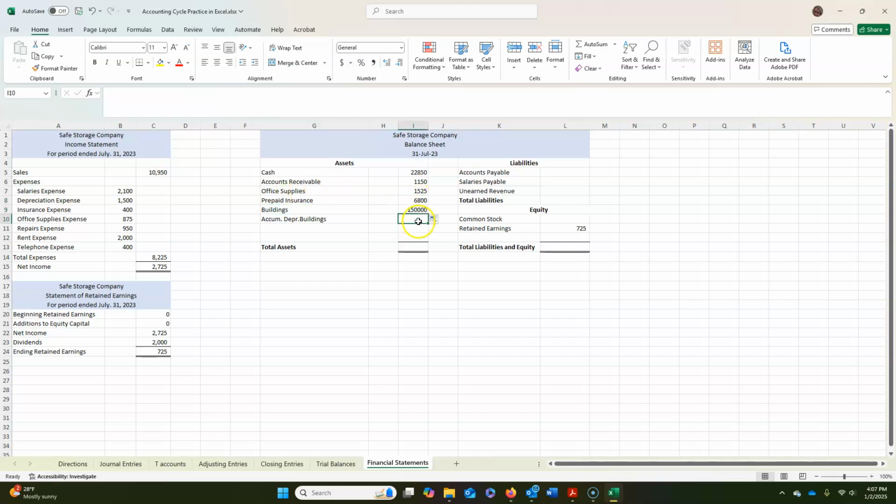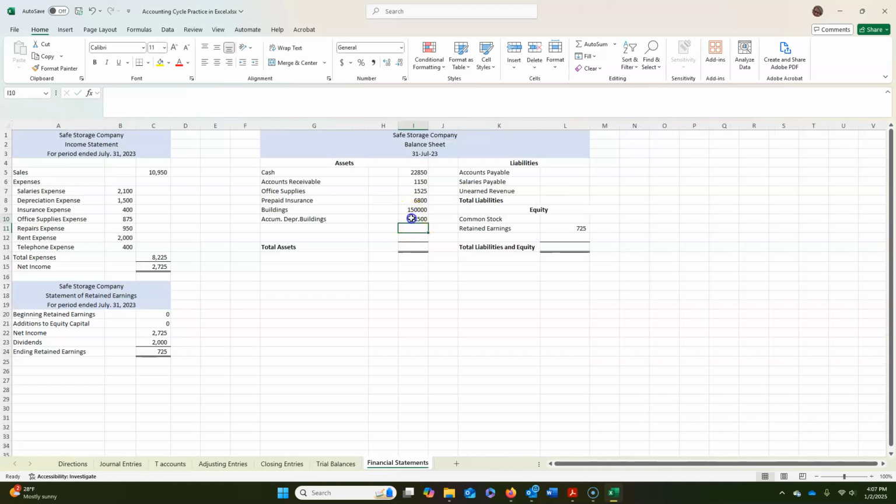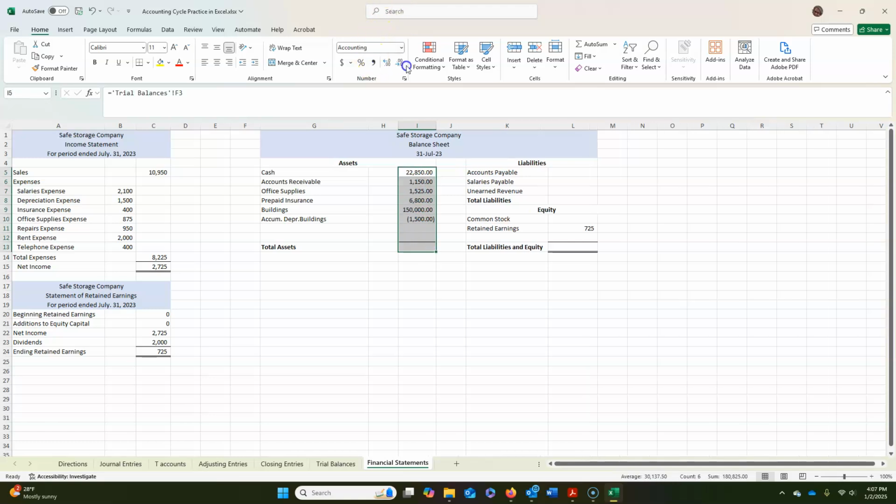There we go. And then accumulated depreciation from our trial balance. We're going to put that in as a negative number, so I'm going to put a negative sign right there to give me a negative number. I'll format these as a number so it gives me the parentheses. Okay, and my total assets are all of these added together.